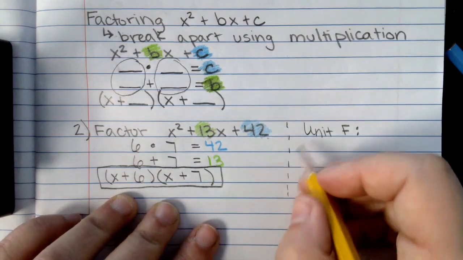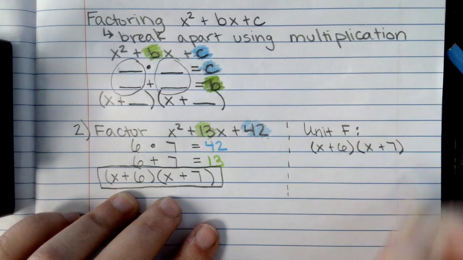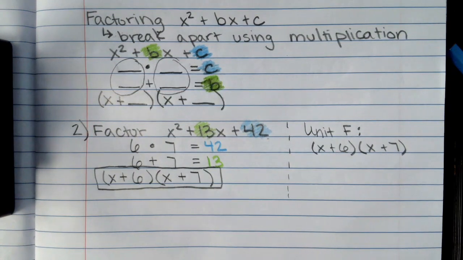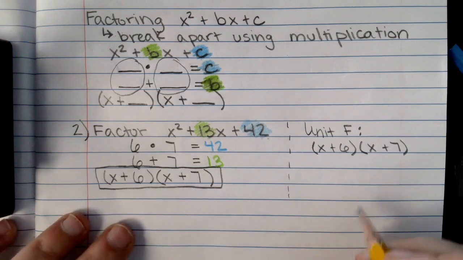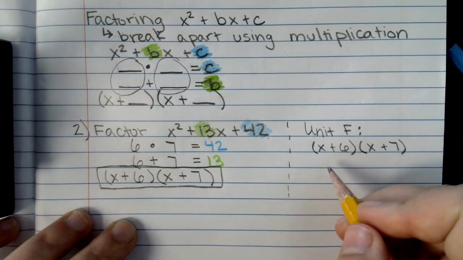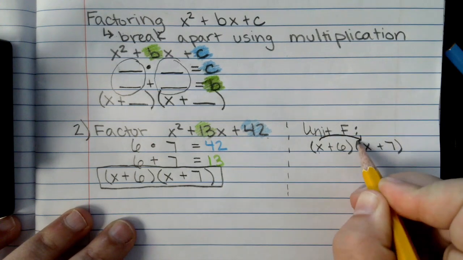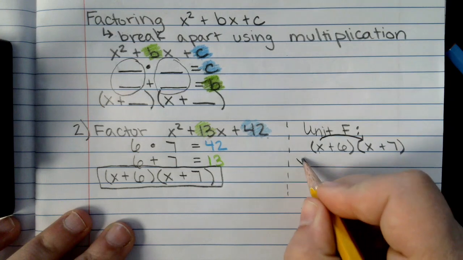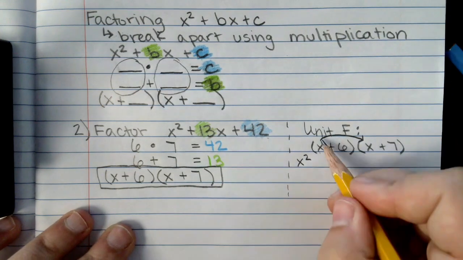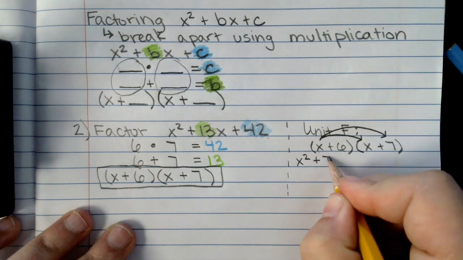If we're going to distribute, what would we multiply first? First we would do x times x. And what is x times x? X squared. We have 2 x's. Then I would do x times 7, that's 7x. What else would we multiply? 6 times x is 6x. 6 times 7 is 42.